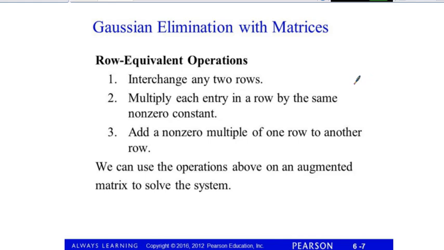So we can do the same thing with these rows that we did with our normal Gaussian elimination, only we're just doing it with matrices. So we can interchange any 2 rows. We can multiply each row or each entry in a row by the same non-zero constant, and we can add one row to the other row to get a new equivalent row. Okay? So we can use those operations on an augmented matrix to solve the system.